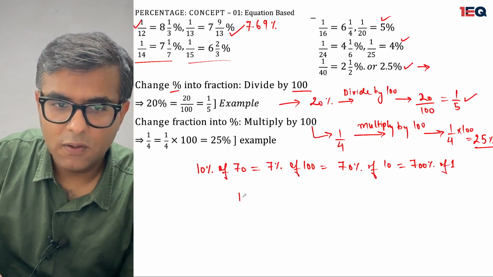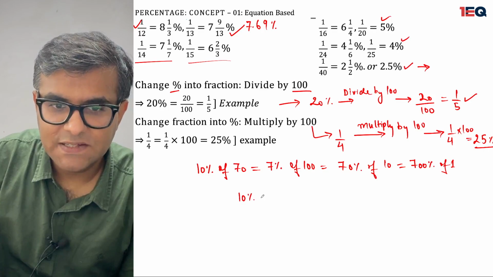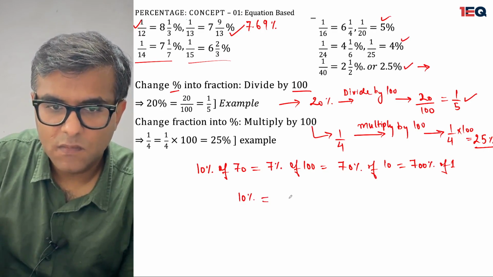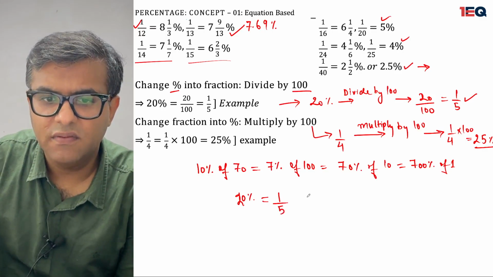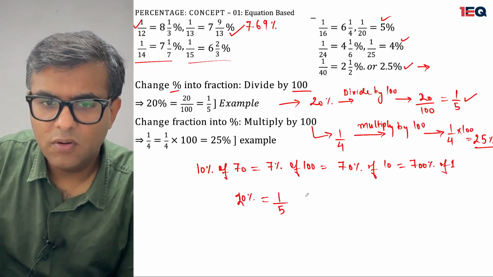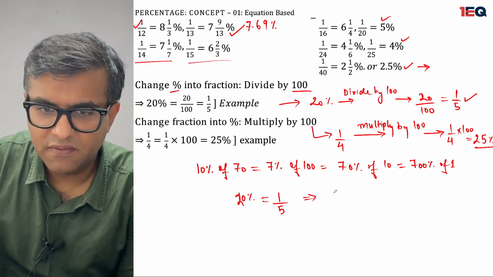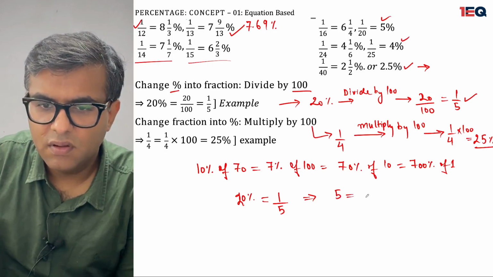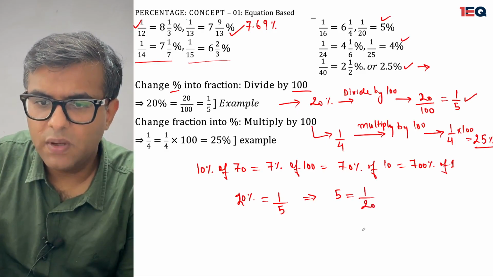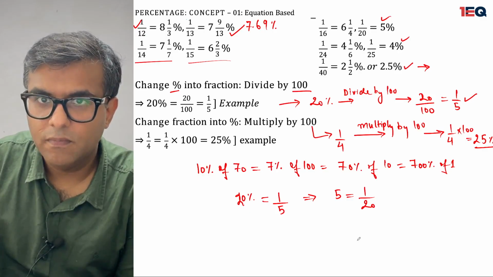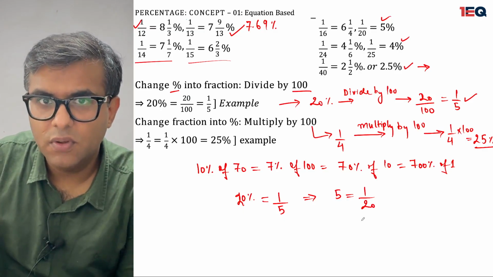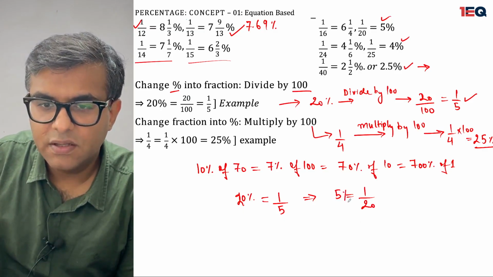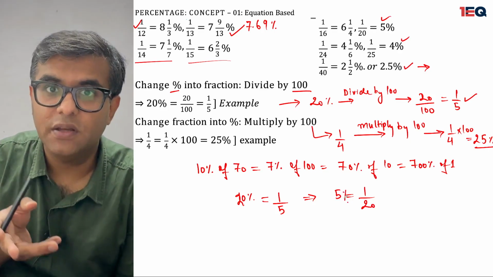When I talk about 10%, let me make it 20%. When I talk about 20%, then I talk about 1 by 5. When I talk about 5, then I can write 1 by 20. Did you get it? Did you get what I am talking about? 5% is equal to 1 by 20 times of something.